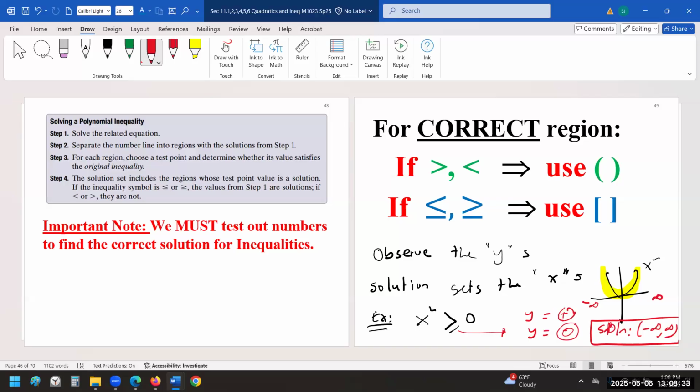Because it's squared, it's positive. So we have y is positive here, and y is positive here, and y is 0 here. So the entire parabola satisfies what you're looking for. That's why we take the entire x values, negative to positive infinity.